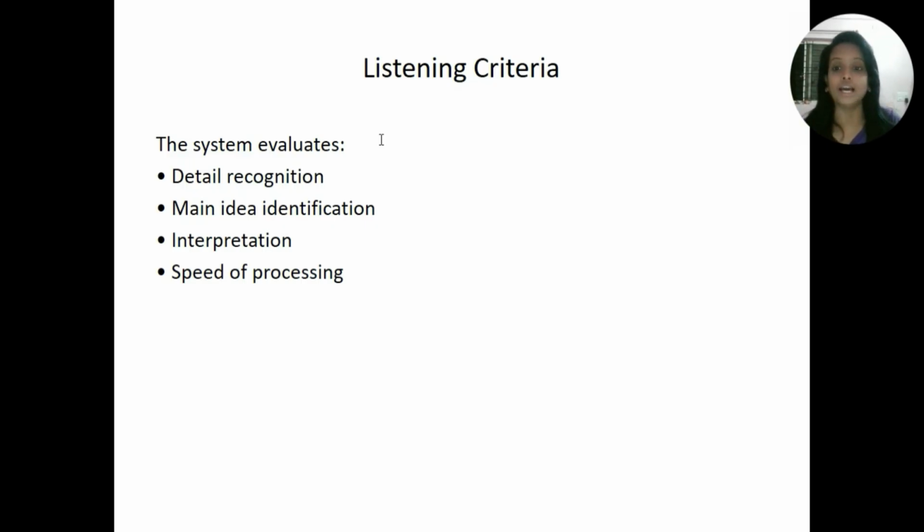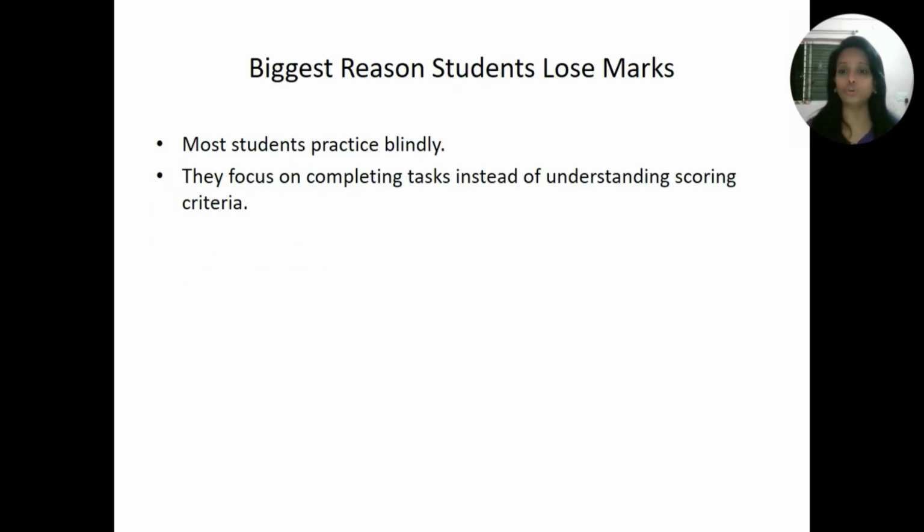Got it? Now, the biggest reason students lose marks, most of you practice endlessly, but you practice blindly. You focus only on completing tasks, right? You don't practice according to scoring criteria. So, this is like preparing for a football match without knowing how goals are counted. If you don't know what earns marks, then your preparation becomes inefficient.